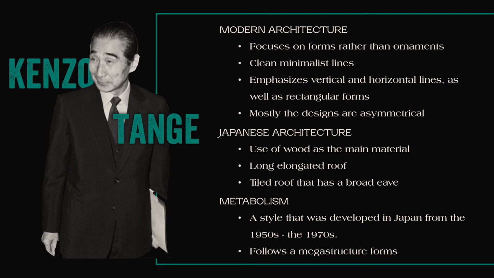Along with modernist architecture and Japanese architecture, metabolism is also Kenzo Tange's architectural style. Metabolism is a style that developed in Japan from the 1950s to the 1970s. After World War II, this term was popularized by young Japanese architects to express their ideas of how cities and structures should be planned in order to mimic living organisms. It follows megastructure forms. The megastructure had to adhere to certain rules, including being modular, able to be expanded, and having a framework into which smaller components could be plugged or changed.